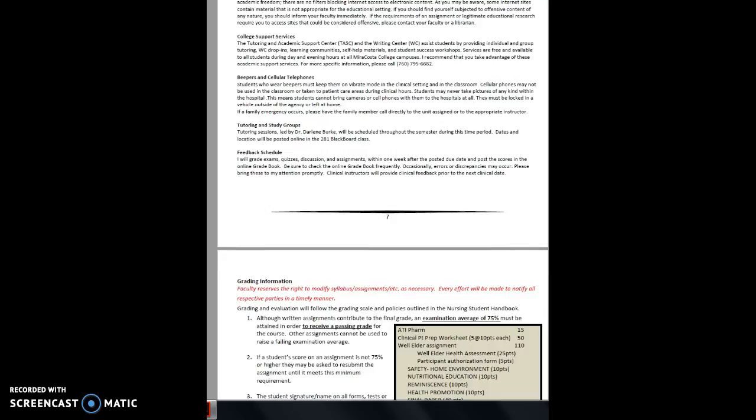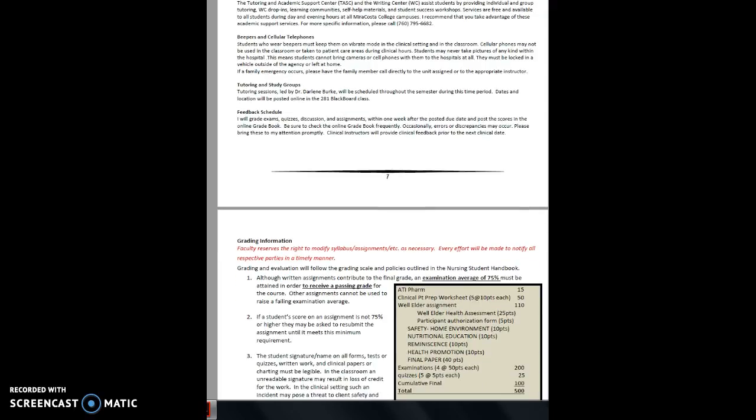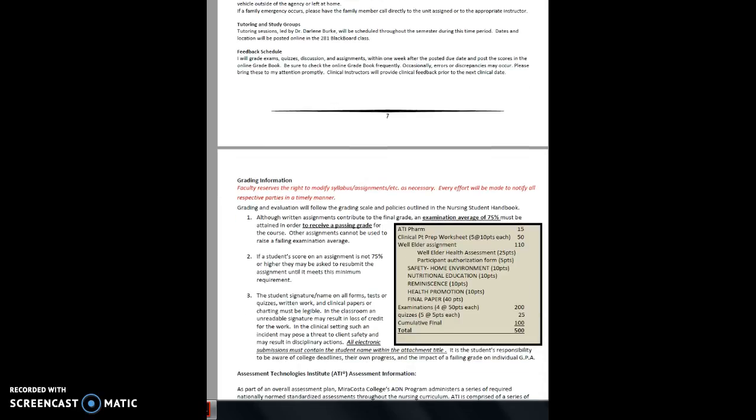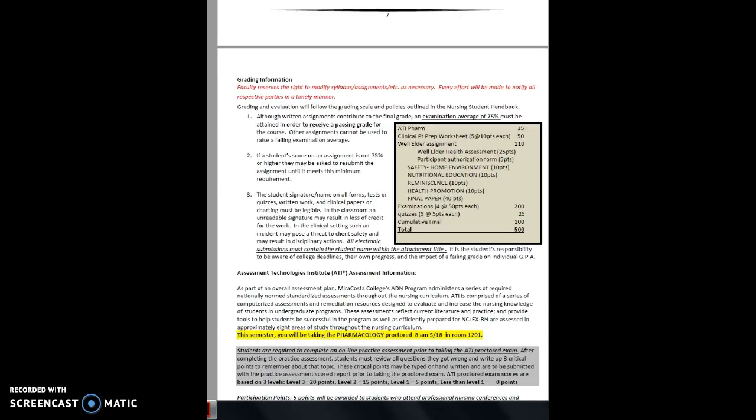are available to you. Beepers and cell phones, I don't think anybody owns a beeper anymore. If you have a cell phone, please put it on vibrate. I do encourage you to bring electronics into the classroom, laptop. We do use your cell phones a little bit for some clicker kind of behavior and with the program. Tutoring and study groups. Dr. Burke has tutoring sessions scheduled throughout the semester, and I encourage you to go to those as well as get study groups together.